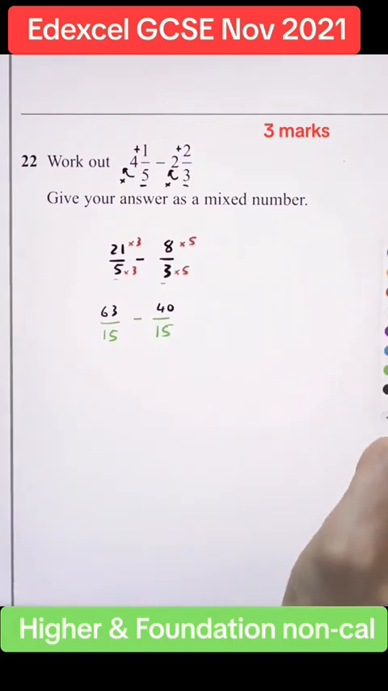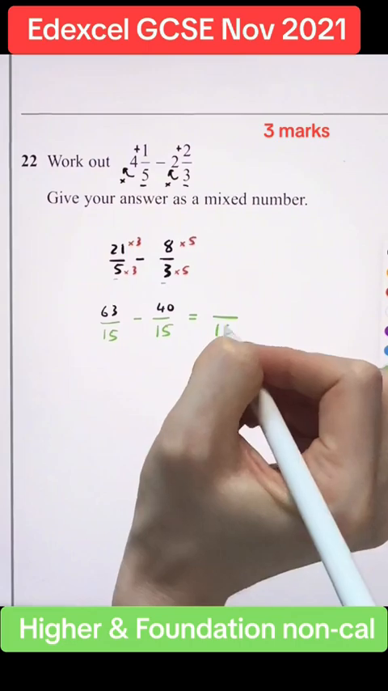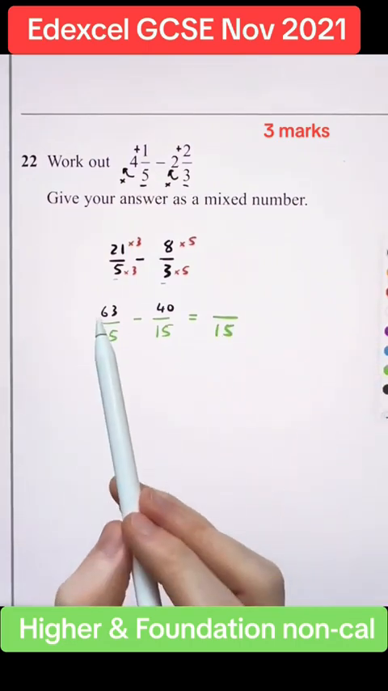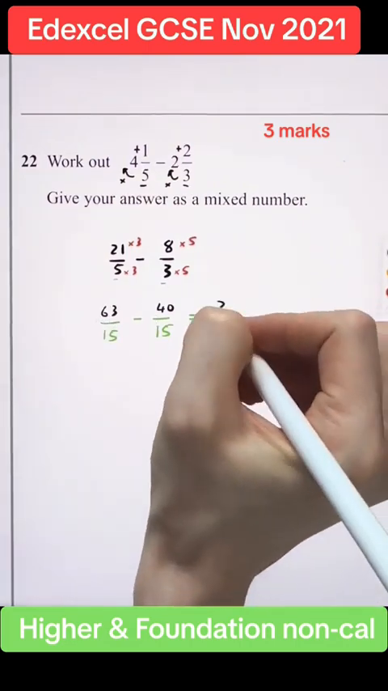Now that I've got the same denominator, I can just keep the denominator the same, in this case 15, and simply subtract the two numerators. Well, 63 take away 40 gives us 23.